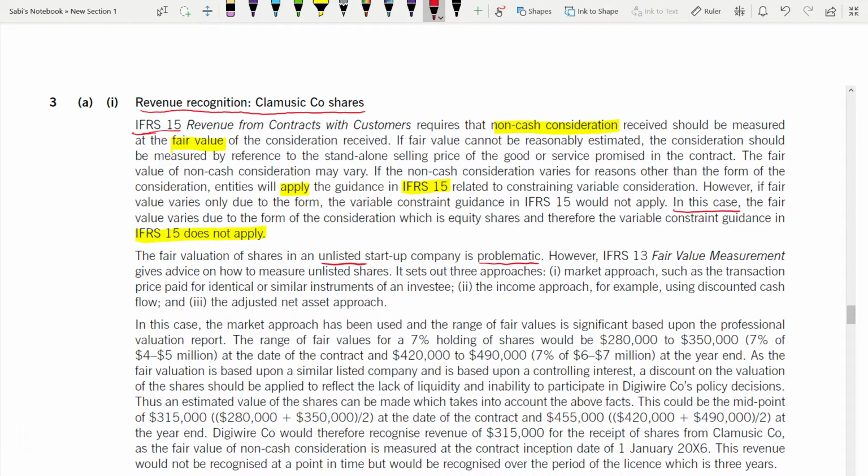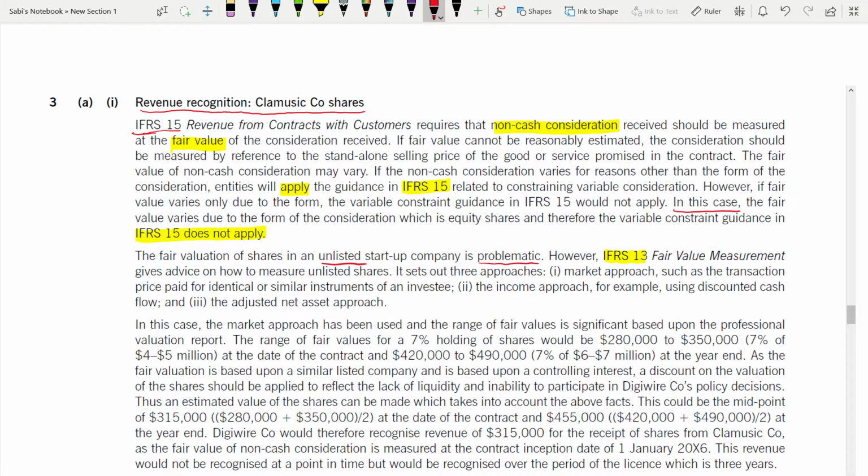However, IFRS 13, what is IFRS 13? Fair value measurement. Even if you forgot the name, you remember the number, that is fine. Or you can just say fair value measurement, whatever it is. But the rule has to be the same. You cannot change the rule. Whatever IFRS 13 says, that you have to say. That you cannot forget. So IFRS 13 gives advice on how to measure unlisted shares. How to measure unlisted shares they have told under IFRS 13.